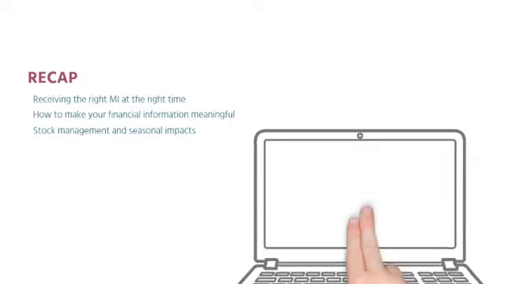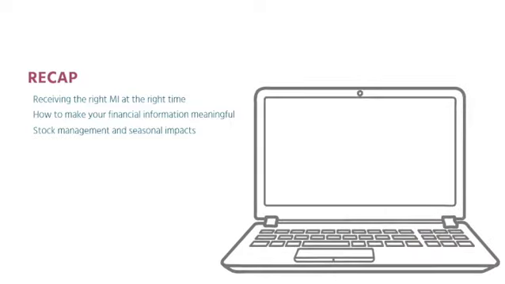In summary, in this session, we've looked at receiving the right MI at the right time. There are different needs for every business, but the key principles remain. How to make your financial information meaningful. What do you need to know? And finally, stock management and seasonal impacts. The importance of planning and reviewing the range of MI available to help you make the right decisions.